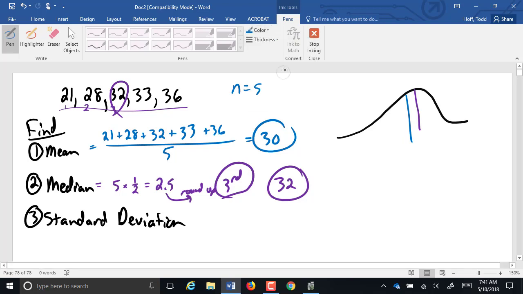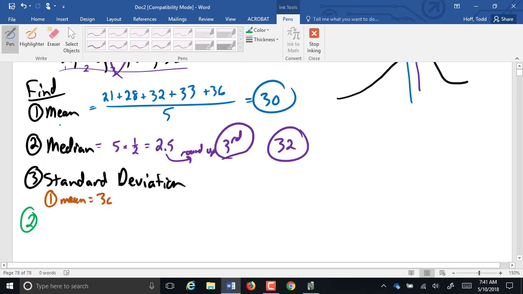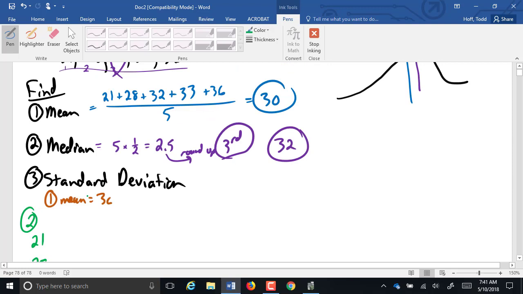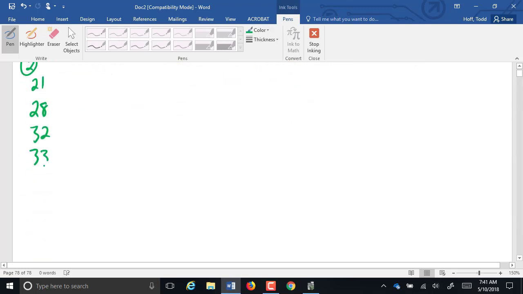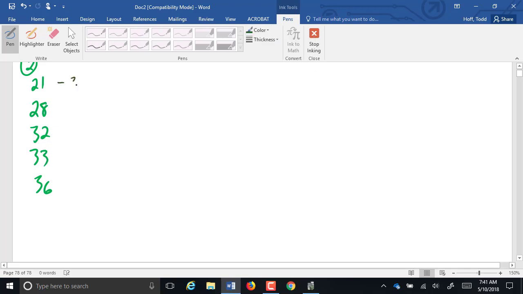Standard deviation requires a touch more work. What's step 1 of the standard deviation? Okay, so the mean equals 30. That was easy enough. Step 2. Subtract the mean from each. So we've got 21, 28, 32, 33, 36. And what are we going to do with each of those? Subtract the mean of 30.